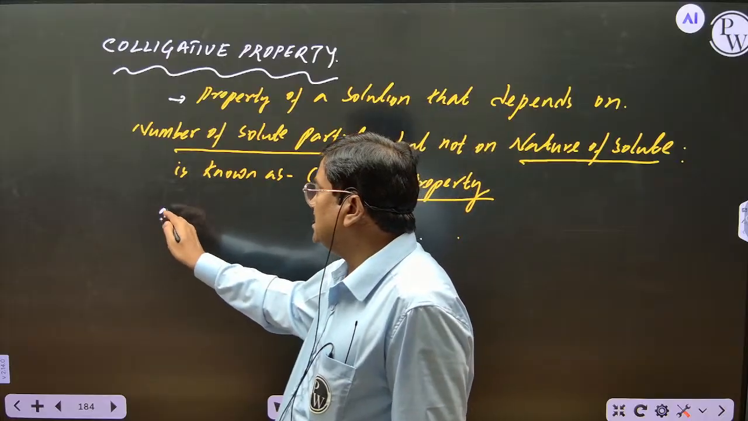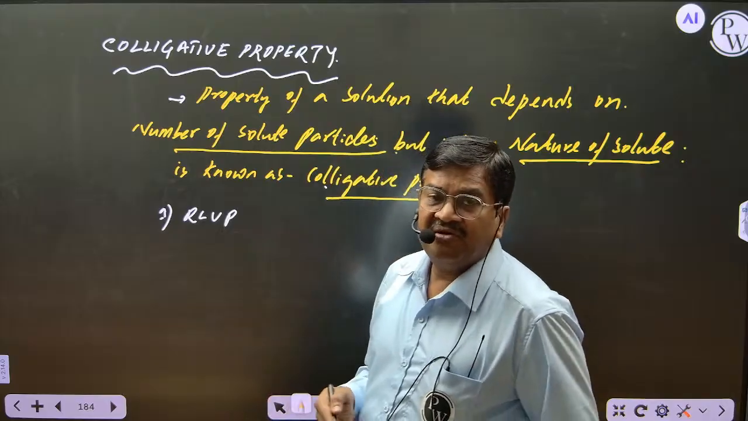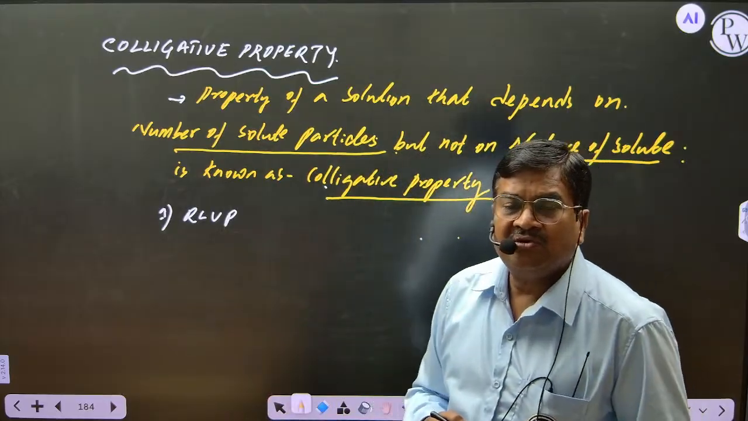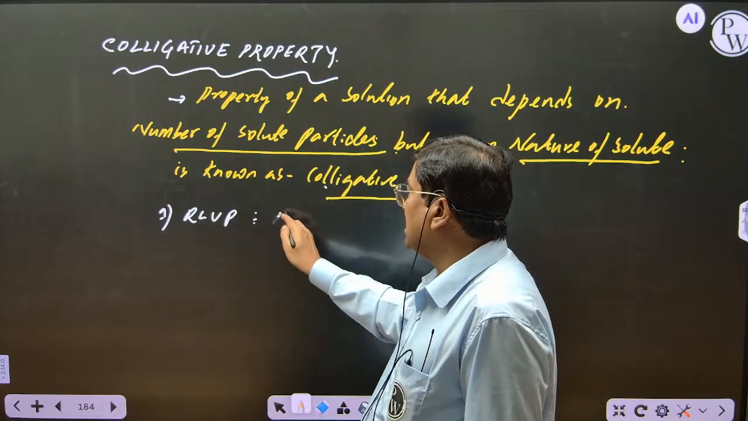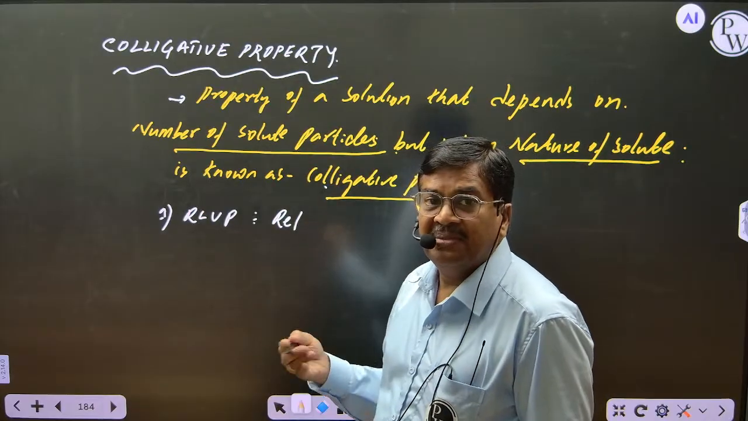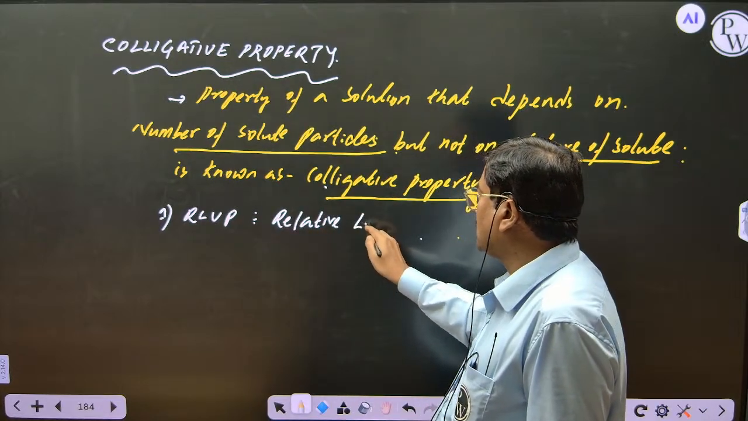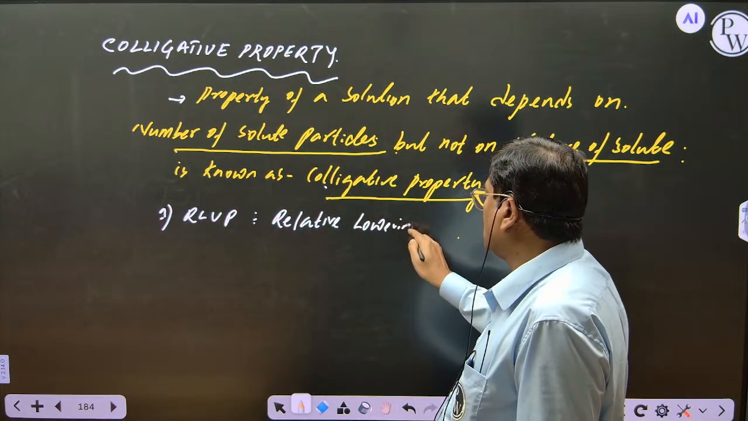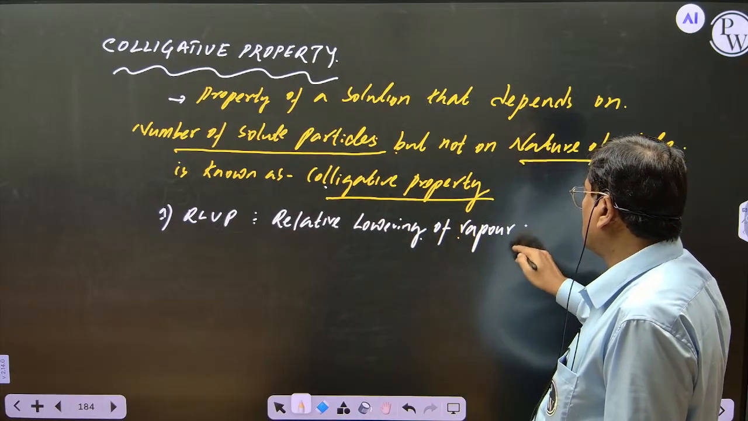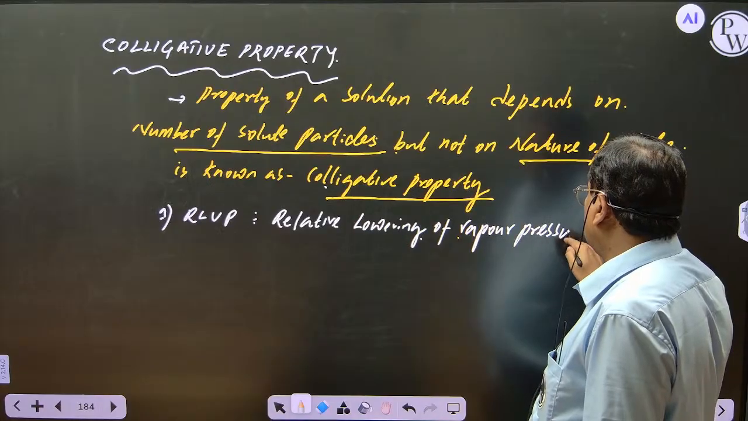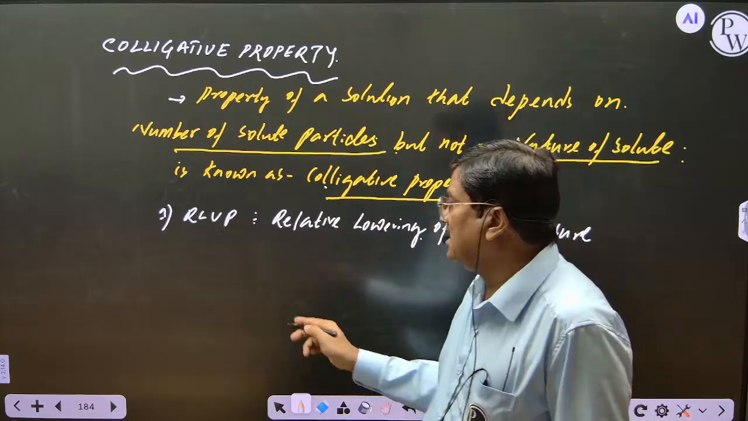One is RLVP. Now what is the full form of RLVP? Relative lowering of vapor pressure. RLVP is known as relative, that means we are comparing. Relative lowering of vapor pressure, that is the full form of RLVP. This is one of the colligative properties.